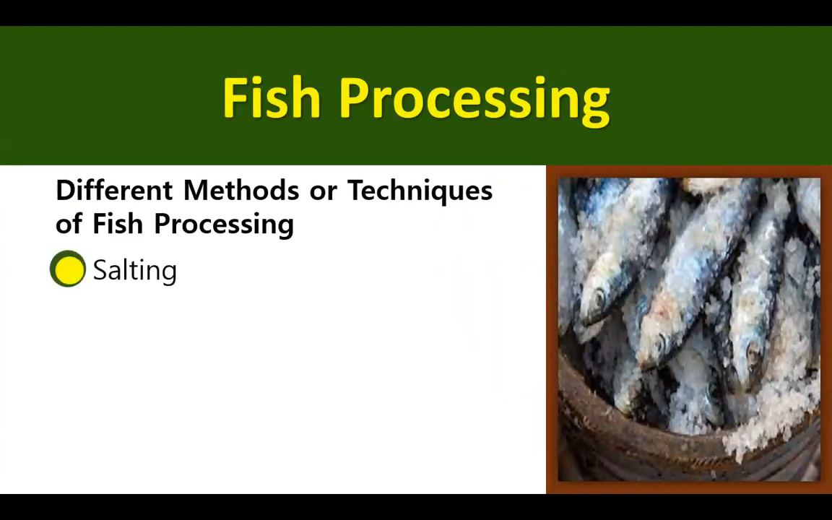Fish processing. Different methods or techniques of fish processing. Salting. Salting is the process that lowers the moisture or water content of fish and other fishery products to a point where microorganisms cannot live and grow. Sodium chloride or salt improves fish texture because it firms up the fish. Salt partially dehydrates the fish and kills the bacteria.